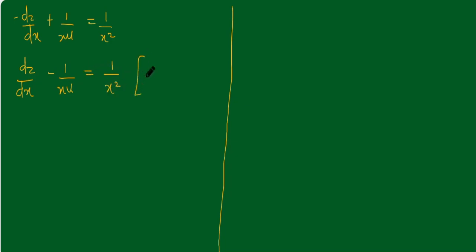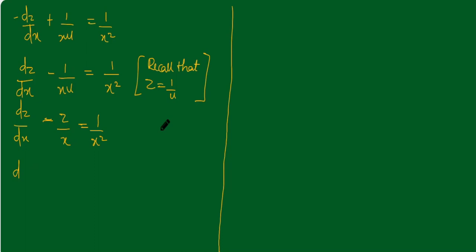Now recall that z is equal to 1 over u. So we can write this as dz/dx minus z divided by x is equal to minus 1 divided by x squared. So we now have our general form of the first order linear differential equation. So our integrating factor is what we have to find next.